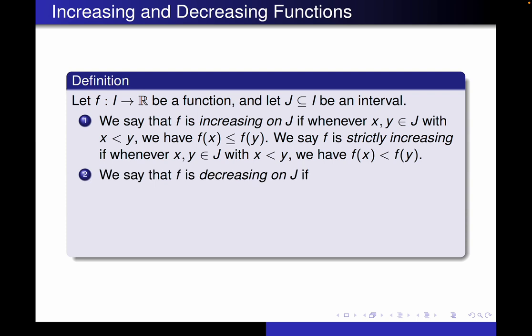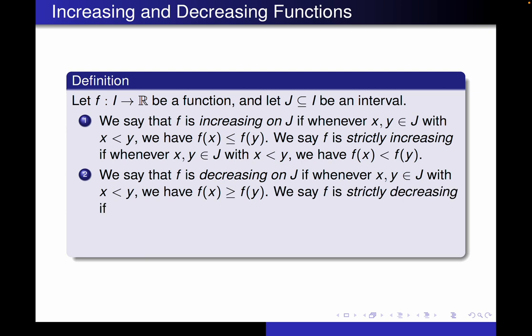We say that f is decreasing on J if, well, very similar, except going in the other direction. If x and y are in J with x less than y, then f of x is greater than or equal to f of y. And strictly decreasing is the same conditions except that you have f of x greater than f of y. So decreasing from a graphical perspective means either the graph is going downhill or flat. And if it's strictly decreasing, then it's strictly going downhill.